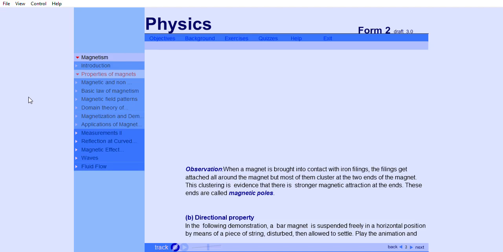This clustering is evidence that there is stronger magnetic attraction at the ends. These ends are called magnetic poles. Directional property. In the following demonstration, a bar magnet is suspended freely in a horizontal position by means of a piece of string, disturbed and then allowed to settle. Play the animation and note the direction in which the magnet finally comes to lie.